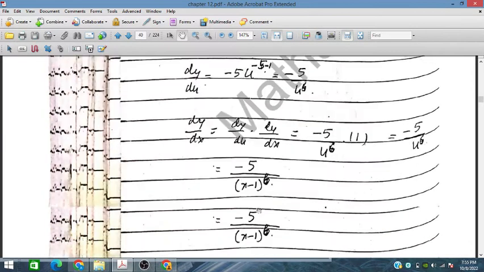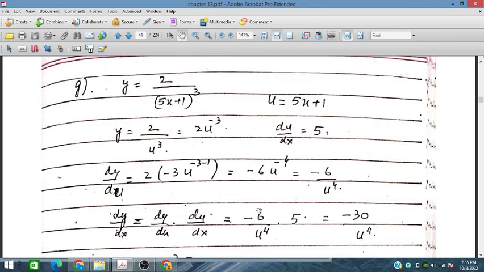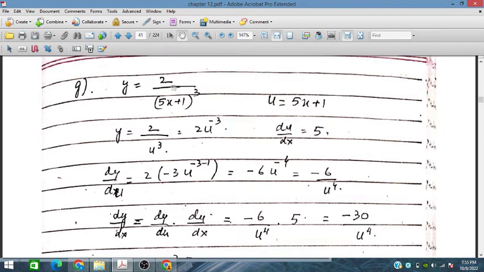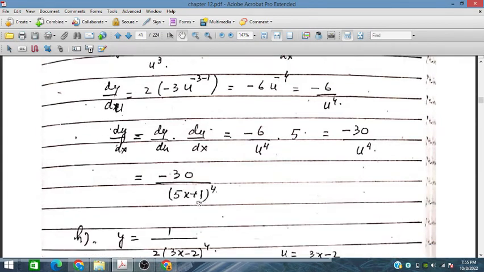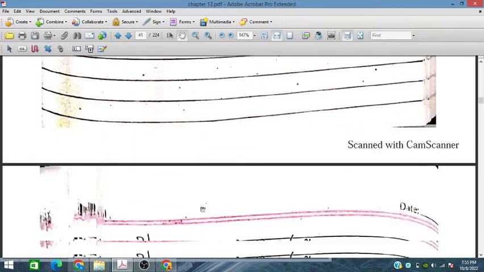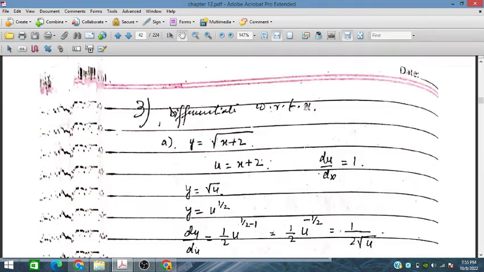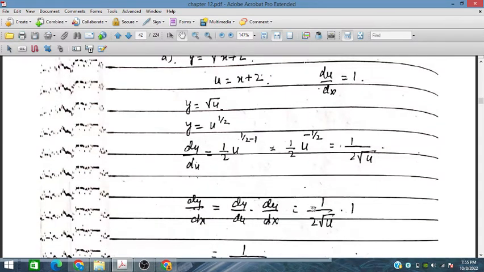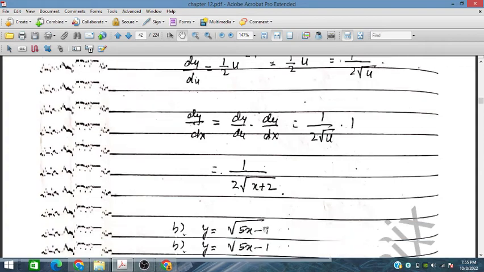Similarly for this last one, y is equal to 2 upon 5x plus 1 to the power 3. This is u. So dy by du and du by dx by the chain rule. This is easy. Now differentiate with respect to x. For this one, taking u, we find du by dx, and so dy by dx.